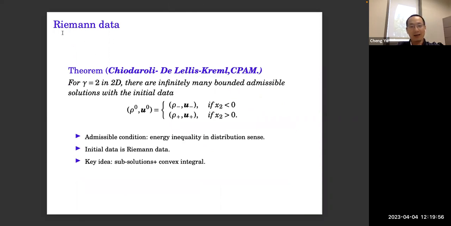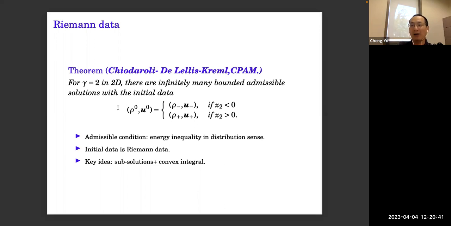Now let's look at the work of Chiodaroli and De Lellis for the 2D compressible Euler equation with gamma equals 2. They proved that there are infinitely many bounded admissible solutions with the following initial data. They assume U0 has two different values, U minus and U plus, when x2 is less than 0 and greater than 0. They assume that the initial data U0 is constant in the x1 direction.